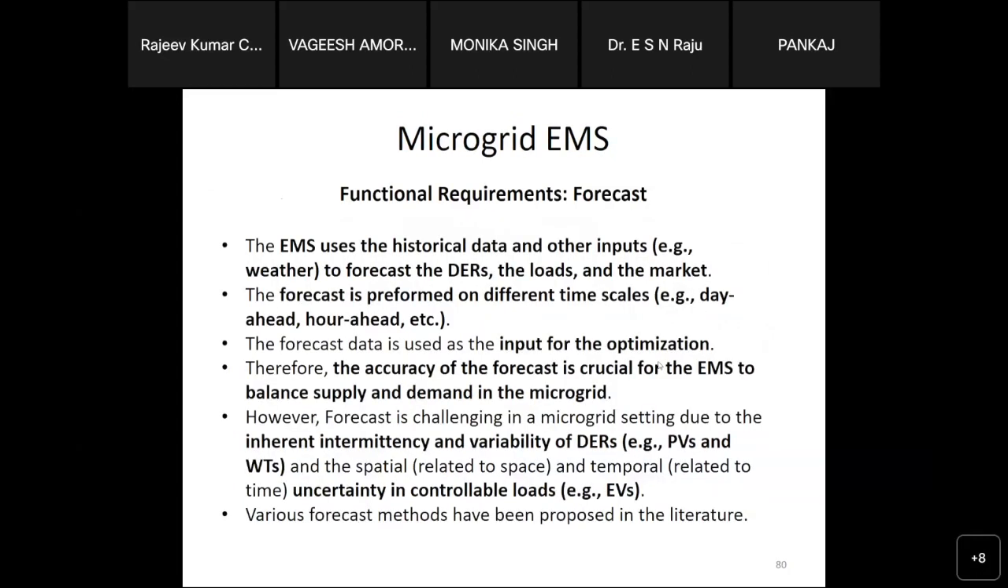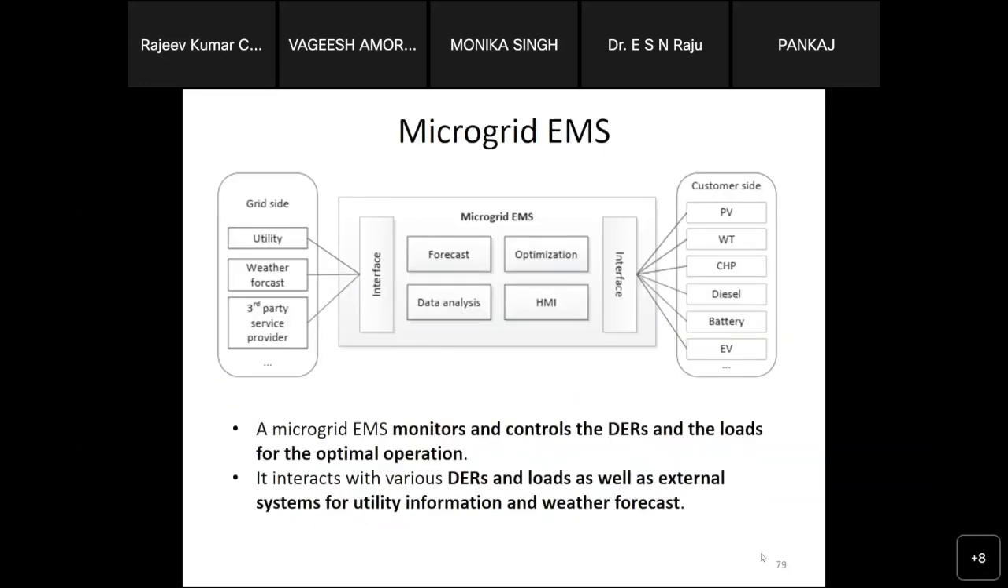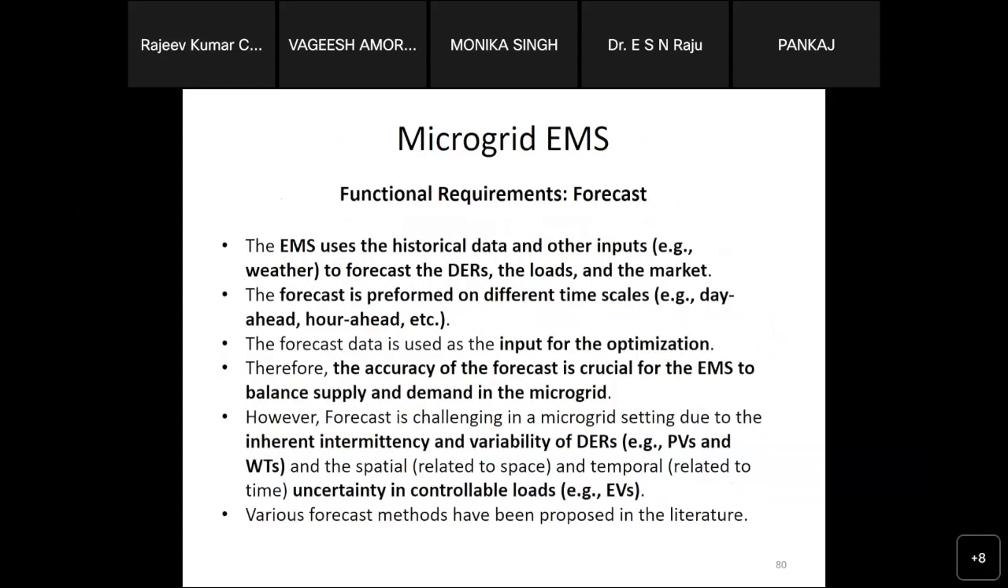So here, as I mentioned, we have the 4 functional requirements. One is the forecast, another one is the optimization, another one is the data analysis, and after that we have the HMI. Here I am discussing the first one, that is the forecast. We have to forecast the generation, the load, and the market. So we have to do the DERs forecasting, we have to do the forecasting of the loads, and we have to do the market forecasting. We can perform the forecasting in the different scales.